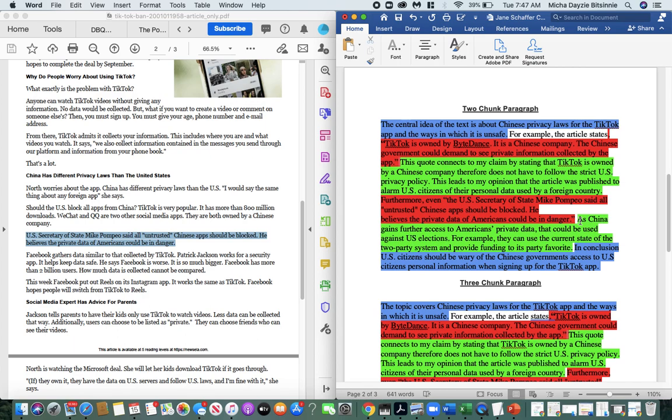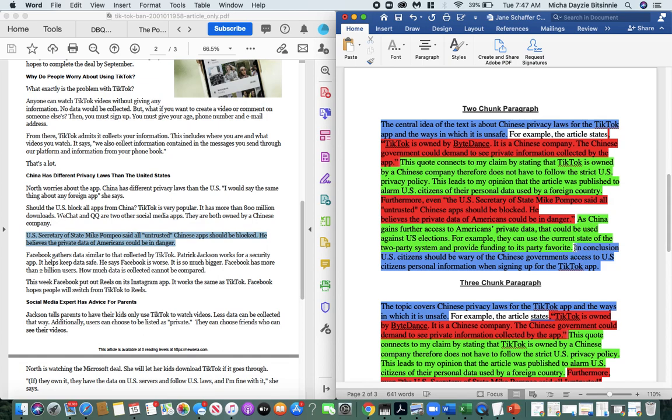And then here's their words on why they chose this concrete detail. As China gains further access to Americans' private data that could be used against U.S. elections, for example, they can use the current state of two-party system to provide funding to its party favorite. So I would maybe do a different commentary, but I'm just going to stick with the student's example because I thought they did pretty good and they followed the format.